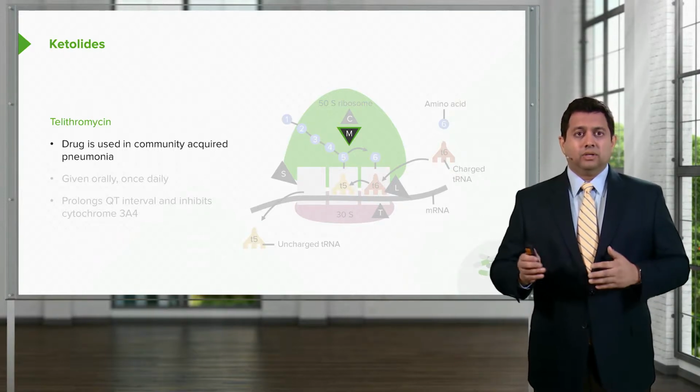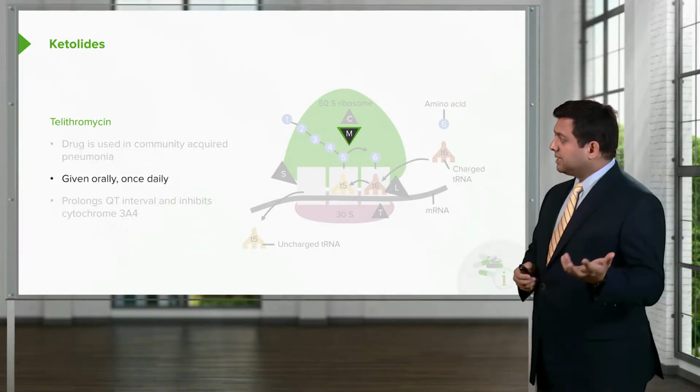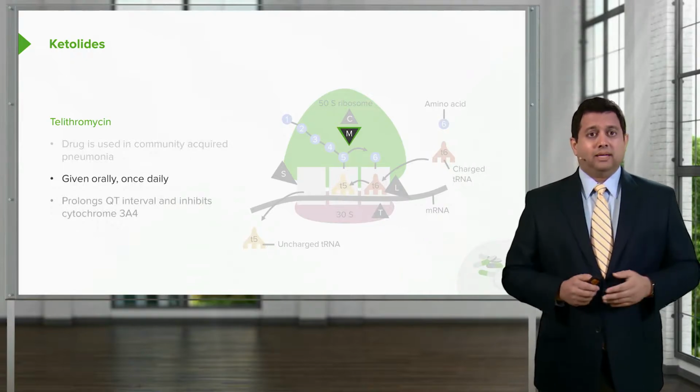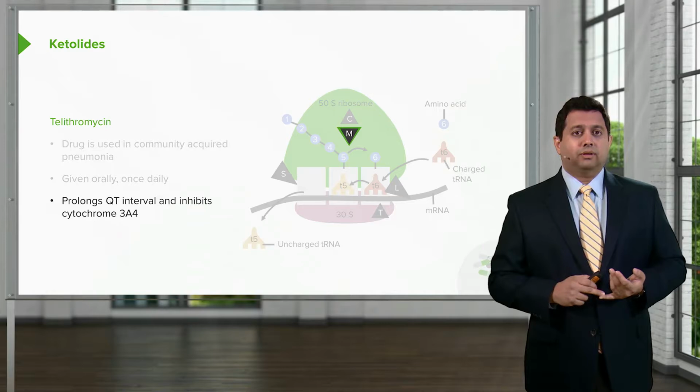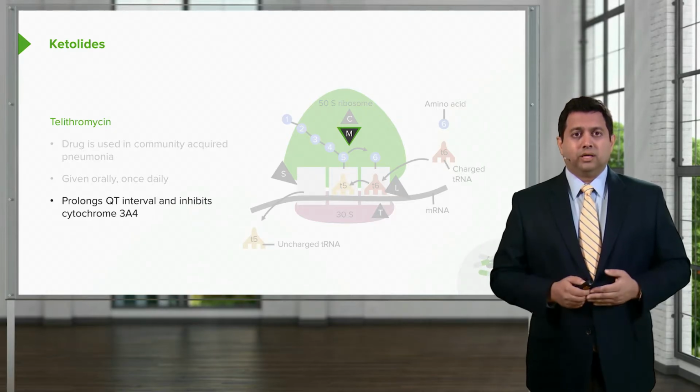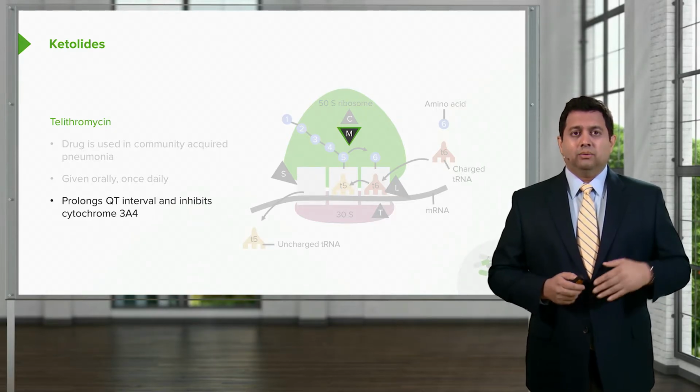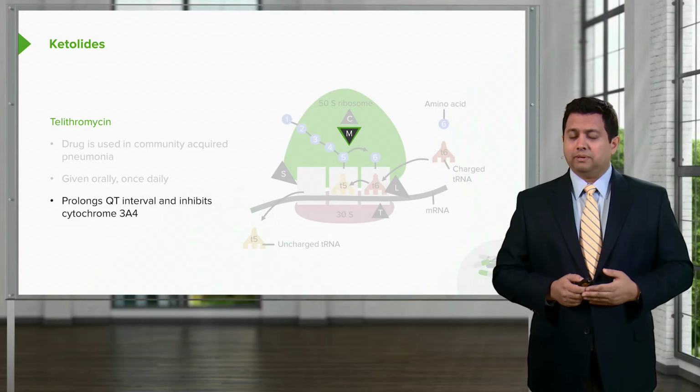They're used in community-acquired pneumonia. They're nice because they're given once a day and they're oral medications. Downside, they can act through cytochrome 3A4, and they do prolong the QT interval on the ECG, which potentially could mean that they could be proarrhythmic.